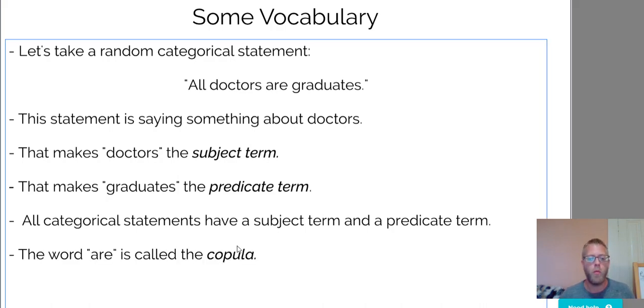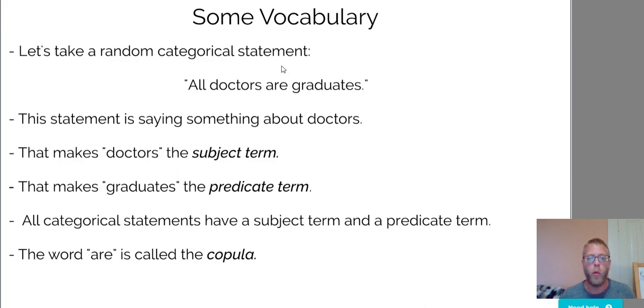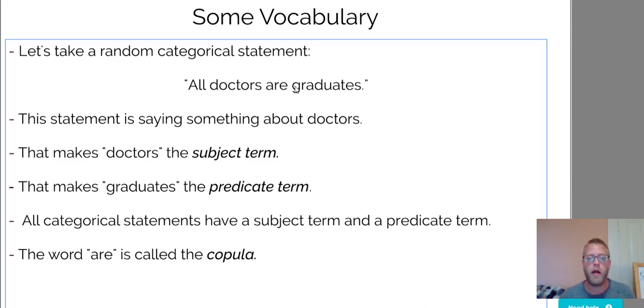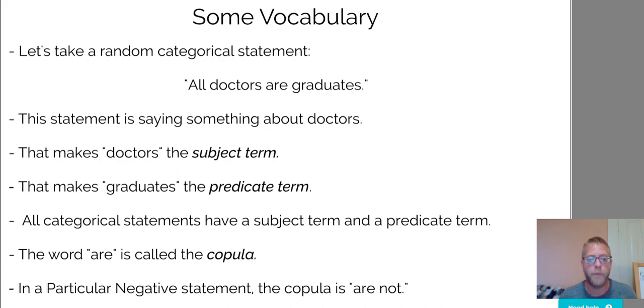And then one more piece of vocabulary, the word are here, that's called the copula. You can tell, root word for the word copulate, which comes from the idea of putting things together. In this case, it's groups of things. We're saying something about the relationship between the group of doctors and the group of graduates. And the copula is joining those concepts in a way.